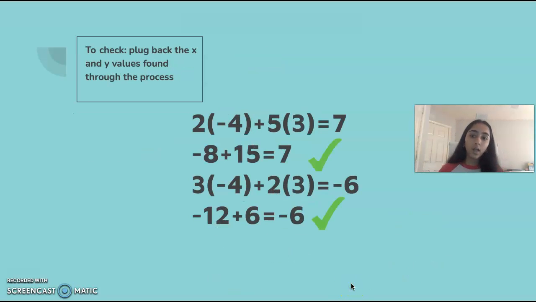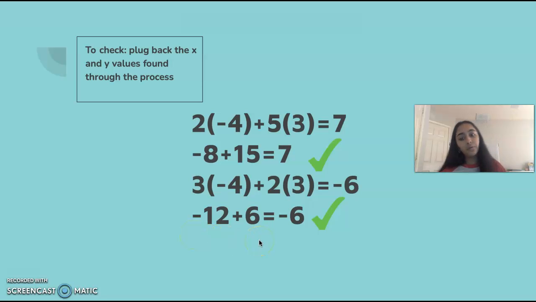So just like last time, we want to check by plugging back both the x and the y values we found in the process. So just like before, 2 times negative 4 plus 5 times 3 equals 7, so negative 8 plus 15 does equal 7, so we did that correctly. And then 3 times negative 4, which is negative 12, plus 2 times 3, which is 6, equals negative 6, so negative 12 plus 6 does equal negative 6.